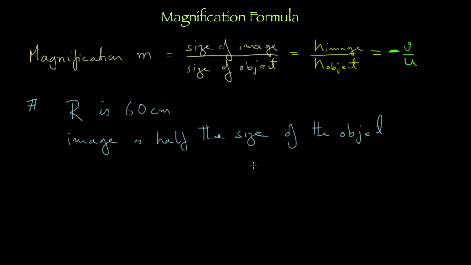There's a spherical curved mirror. There's a spherical mirror having radius of curvature 60 centimeters. It's a subjective question. You have to write a subjective answer. Is this given according to sign convention or is it absolute?